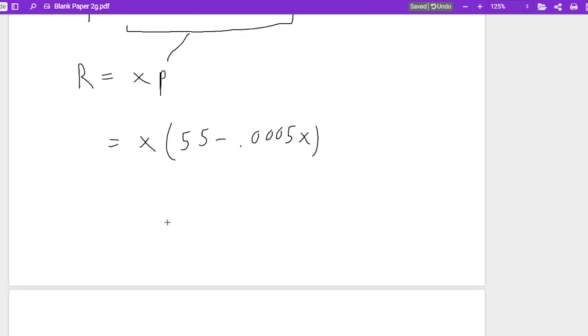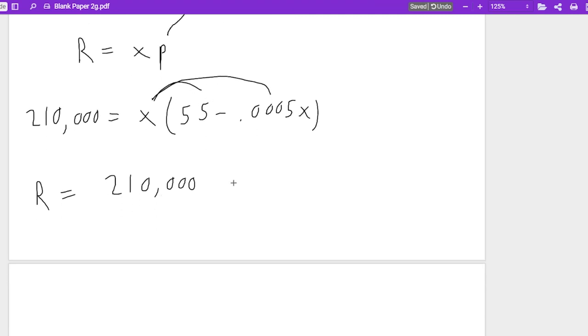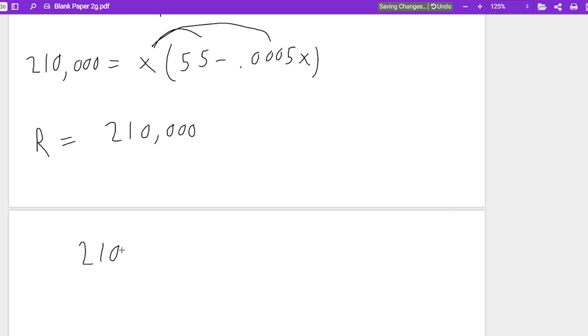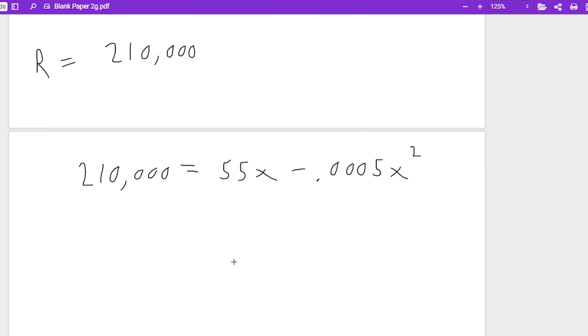But one final piece of information I'm giving for this problem is I want to know how many units to produce, in other words, solve for x, if my revenue, R, is equal to $210,000. Okay, so that's going to be essentially the left side of this equation from now on. The right side we can distribute to simplify it, and for that we would get, on the left we still have 210,000. On the right we're going to have 55x minus 0.0005x squared.